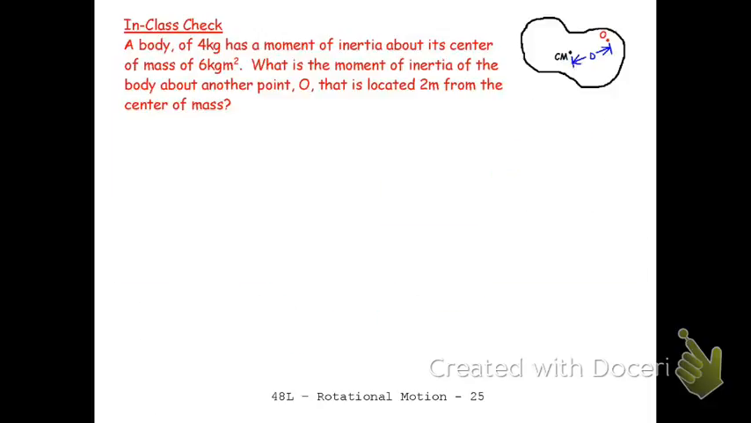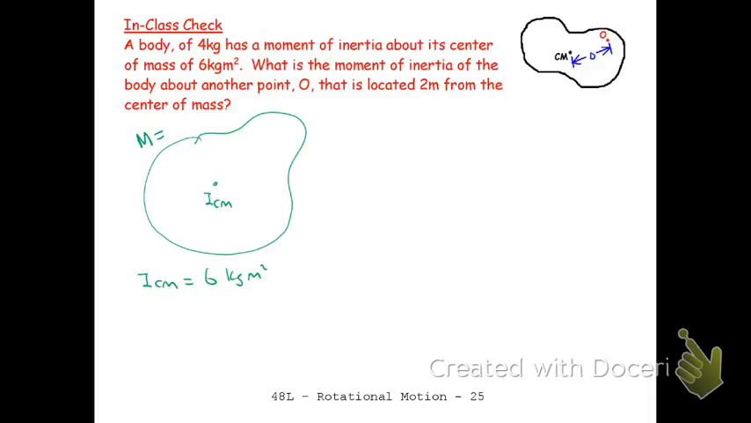So a body of 4 kilograms has a moment of inertia about its center of mass. Let's just say a potato or whatever. There's its center of mass. I center of mass is equal to 6 kilogram meters squared. This mass is equal to 4 kilograms. What is the moment of inertia about another point on the body that is located 2 meters from the center of mass? So I'm going to go here, 2 meters. So that distance there, that's 2 meters. And this is I of interest.